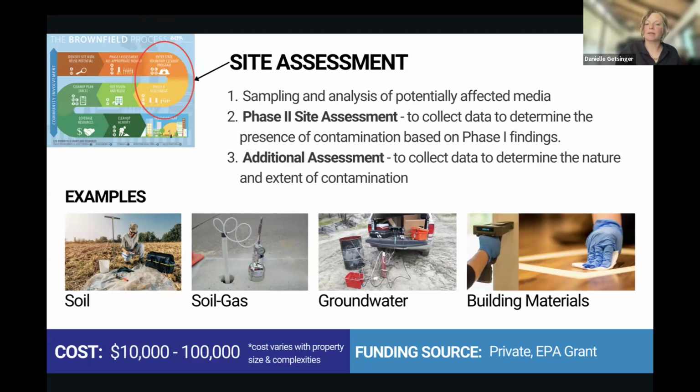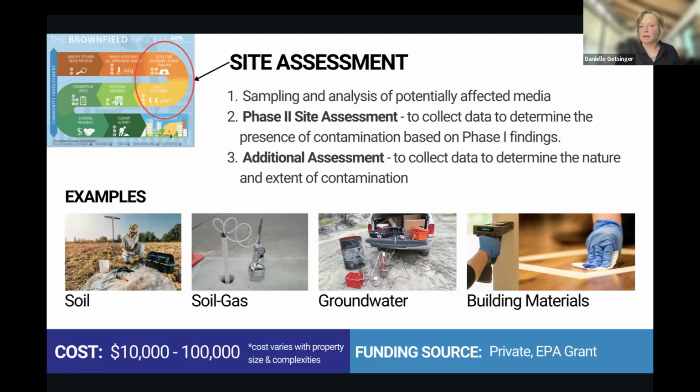And that is sampling either the soil gas, groundwater, building materials, etc., to confirm whether or not, or get evidence as to whether or not, there is a release that needs to be dealt with at the site. So with that Phase 2, say you found something, you might want to do additional assessment to determine how far out it went and what type of contamination it is. Those typically cost, it could be a simple sampling event of $10,000, but I've seen it go over $100,000 to be able to do that.